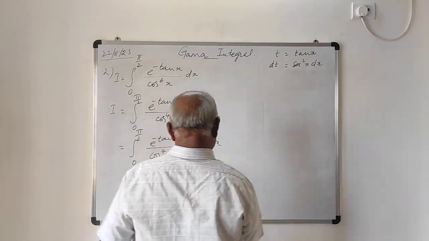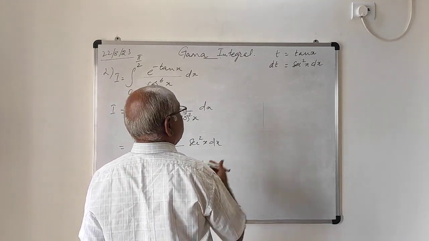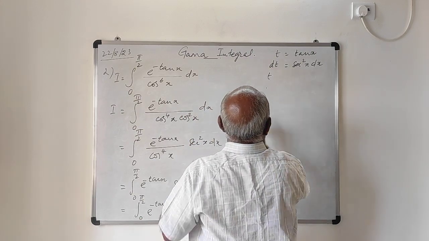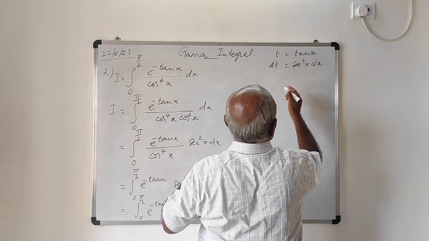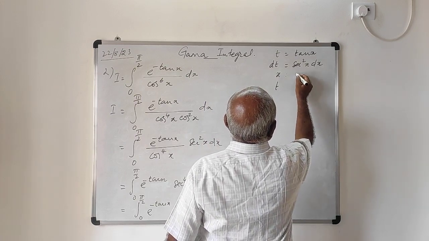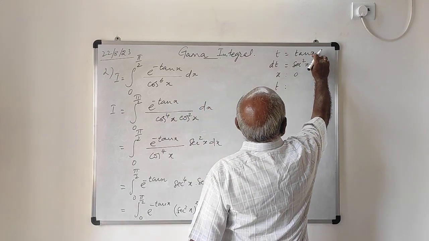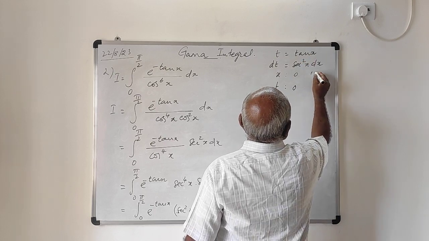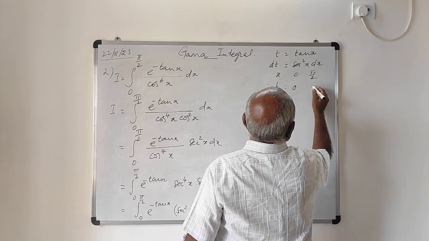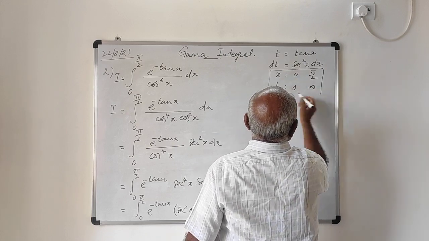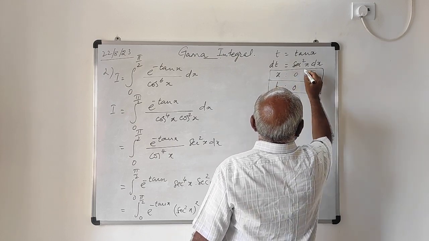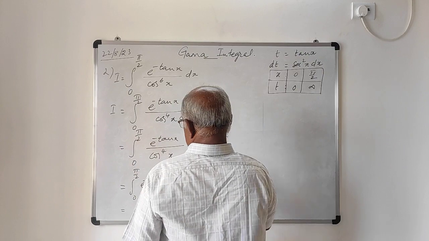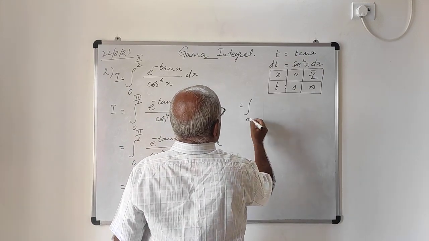Here dt equal to secant square x dx, and correspondingly we have to change the limits. If x equal to 0, tan 0 is 0, so t is also 0. If x equal to pi by 2, tan 90 is infinity, so t equal to infinity. So the limits change like this, and the problem becomes integral 0 to infinity.